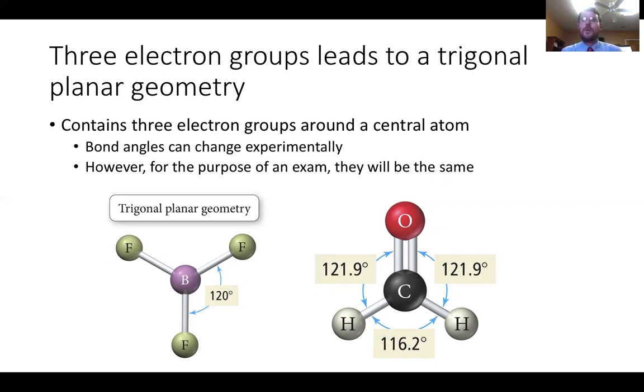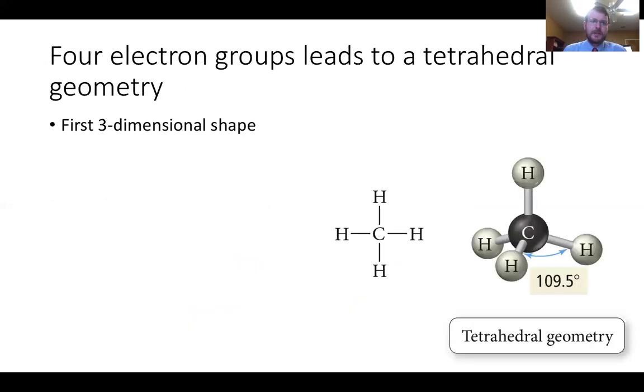It's a straight line. Now, if we were to go into a lab and measure these bond angles experimentally, they will be slightly different, right? So we normally say 120. However, they might be 121.9, 116.2. You won't need to know with that specificity, but what we will need to know is 120 degrees. Okay, now we add a fourth group. The first three were planar, right? We're in 2 dimensions, linear and trigonal planar. Now we add a fourth group to it, and we start to see our first 3-dimensional shape, and that's tetrahedral.